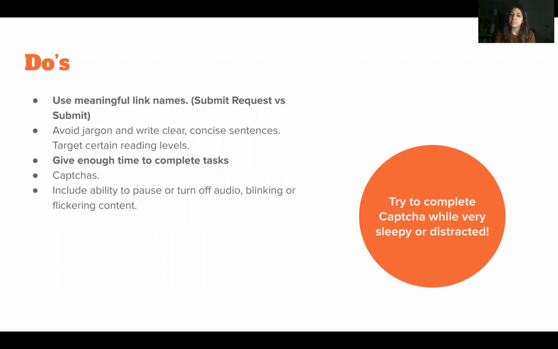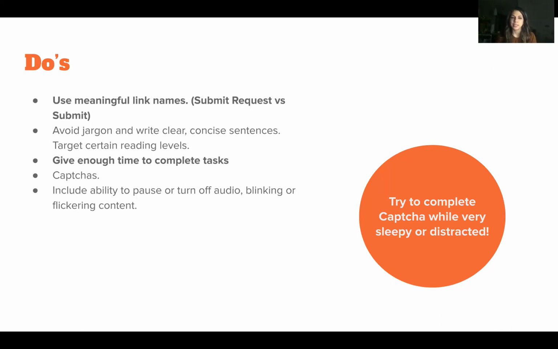So again, give enough time to complete tasks. I don't know what the solution for CAPTCHAs is, but they can get really confusing, like when they tell you to hit all the boats and there's a little chunk of boat. So I guess just making those a little bit easier. I know they're necessary sometimes, but I don't know what an alternative is. Also include the ability to pause or turn off audio, blinking or flickering content.